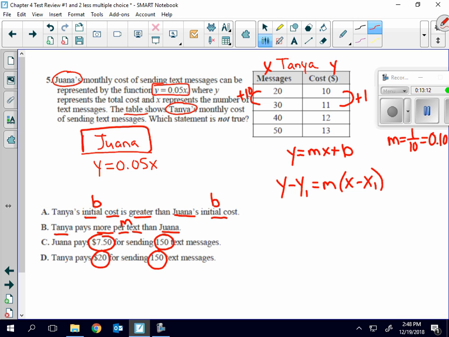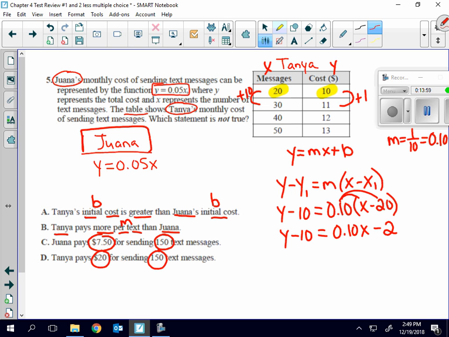Okay, so that's the slope. And I'm going to go ahead and plug in my x1 and y1 into this formula. So y minus y1, which is 10, equals the slope of 0.10 times x minus 20. All right, we're going to distribute here, leaving this side the same. We have 0.10 times x, that's 0.10x, minus 0.10 times negative 20, which would be a negative 2.